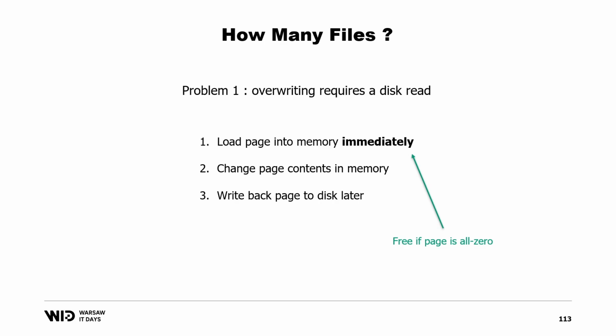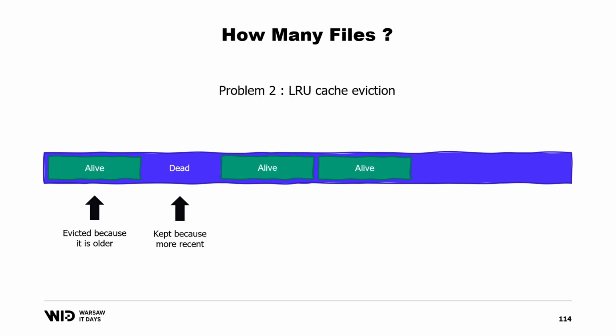A second problem is the pages from the page cache are evicted on a least recently used basis. And the operating system is not aware that a dead section of your memory, which will never be used again, needs to be dropped. So it might end up keeping in memory some portions of the dataset that are not needed and evict some portions that are needed. There's no way to tell the operating system that it should just ignore the dead sections.